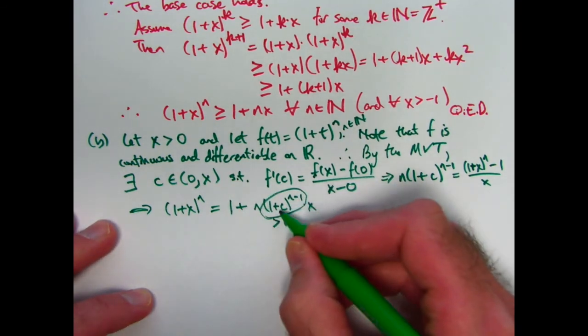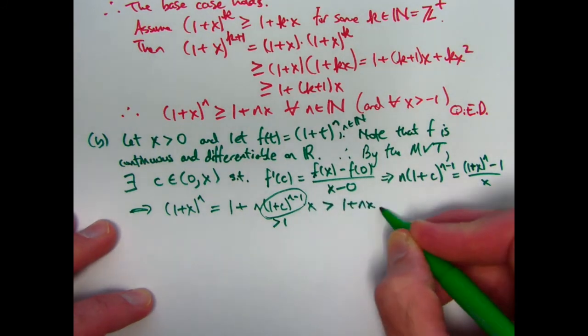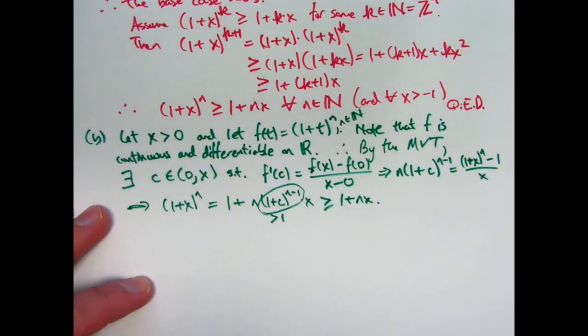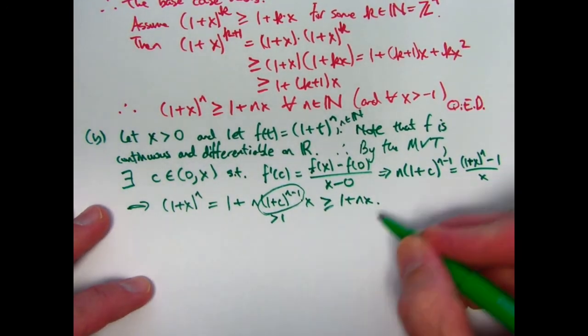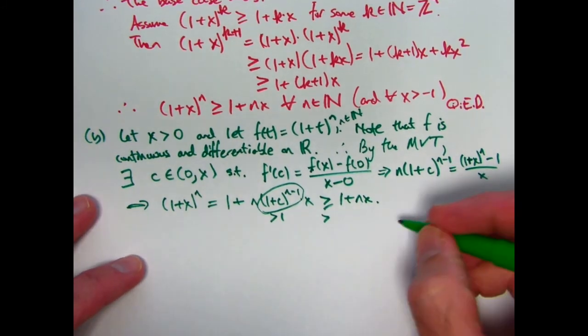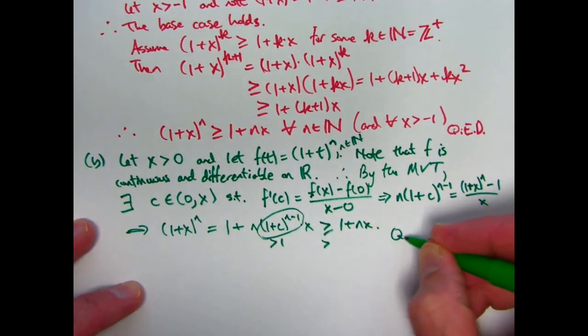Therefore, 1 plus n times this times x is bigger than 1 plus n times x. So there I proved the inequality I wanted. I can write greater than or equal to as well, or greater than, it doesn't matter. I proved the inequality that I wanted by using the mean value theorem. There's another proof.